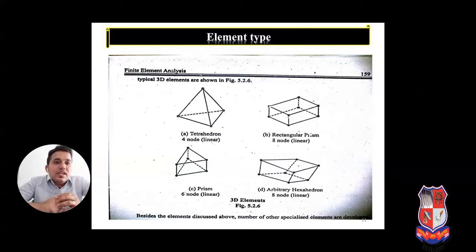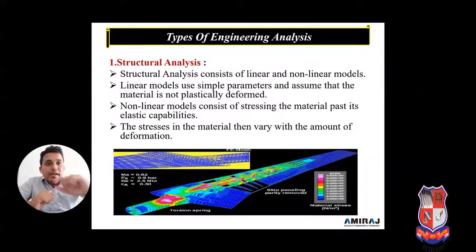These are the 3D elements: tetrahedron with 4 nodes, rectangular with 8 nodes, prism with 6 nodes, and arbitrary hexahedron with 8 nodes. These are the standard nodes which we use for any 3D geometry, or we can say any assembly also. We'll look at examples up to the end.